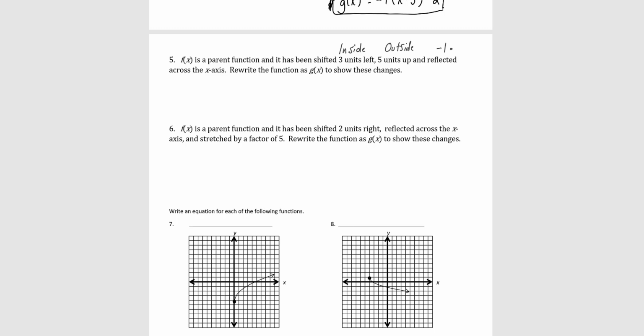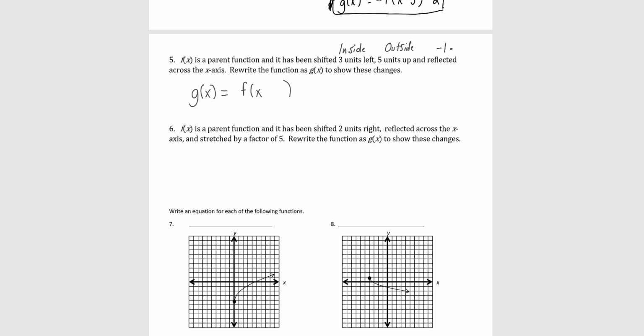They want us to rewrite the function as g of x to show these changes. So this is what we just talked about. Since we don't know if this is absolute value or a quadratic or a square root, we're just writing a generic function, g of x, and we're writing it in terms of f.